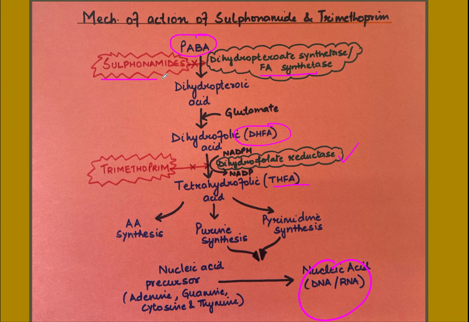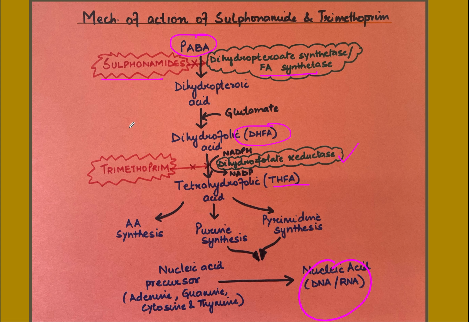Now sulfonamides are structurally similar to PABA. So they can fool this folic acid synthetase, and they will inhibit this enzyme, and this step definitely does not take place. If this step doesn't take place, dihydrofolic acid is not formed, so ultimately the conversion to folic acid suffers.